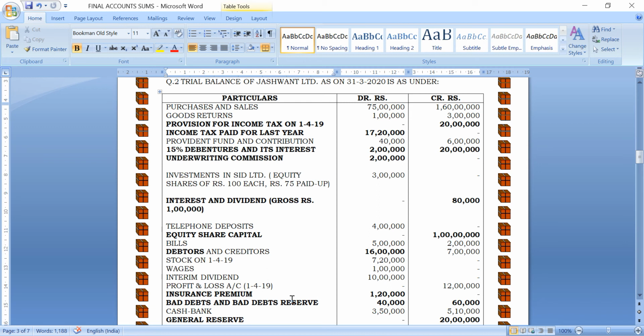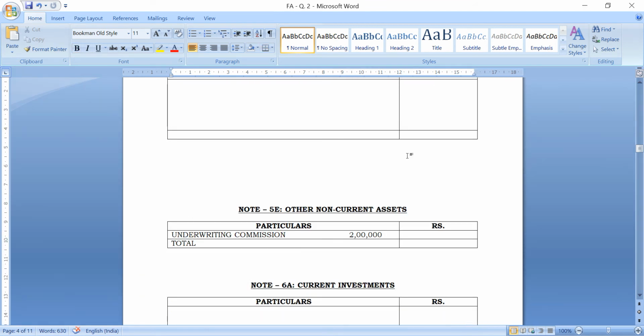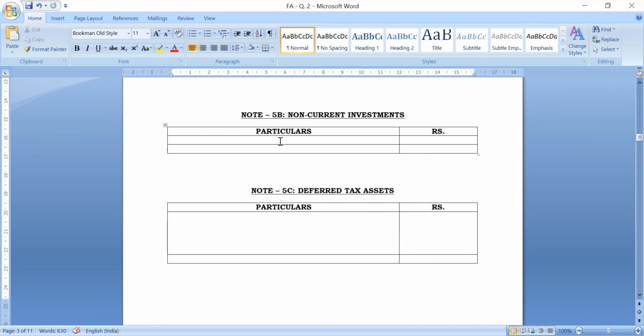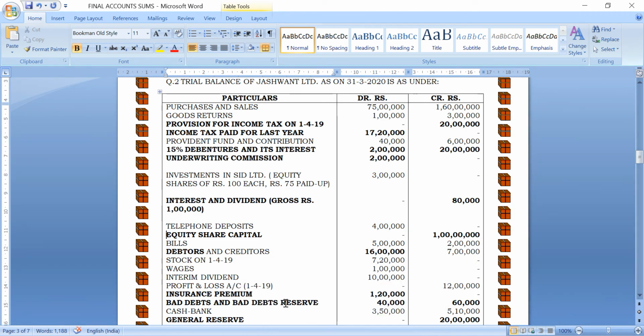So investments in Seed Limited, part of note number 5B. 5B, non-current investments 5B. Investments in the shares of SIT Limited. Any other information available? You have to show it. Yes, it is. Equity shares of 100 each and 75 rupees paid up.